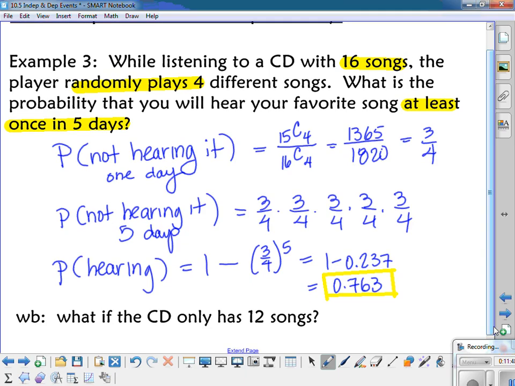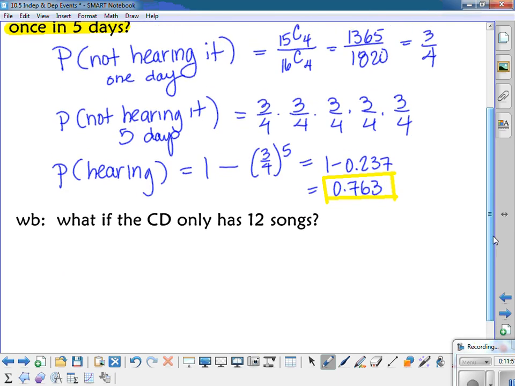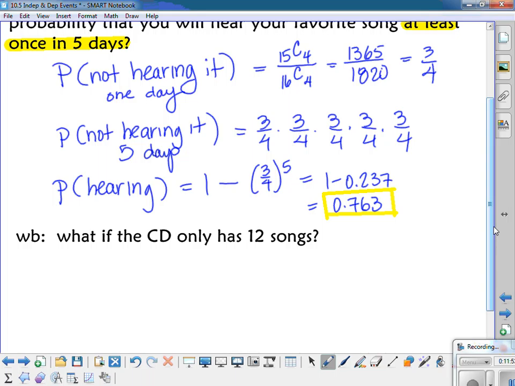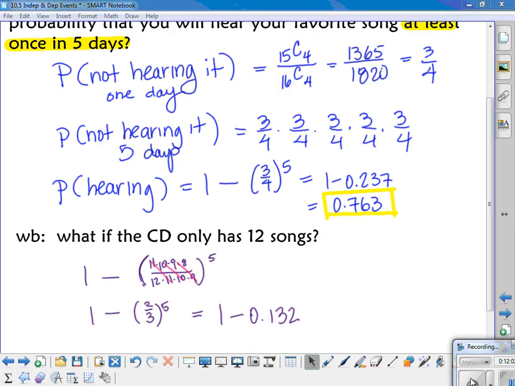All right. So what if the CD only had 12 songs on it? What would you do then? Okay, so this time I did it just using the numbers of songs that are on the CDs, and it's actually a whole lot faster than doing the combinations. Because I have 11 songs that aren't my favorite, so 11 times 10 times 9 times 8 for the possible ones that aren't my favorite, over 12 times 11 times 10 times 9 for all the possibilities. Most of the fraction cancels out. You're left with 8 over 12, which is 2/3.